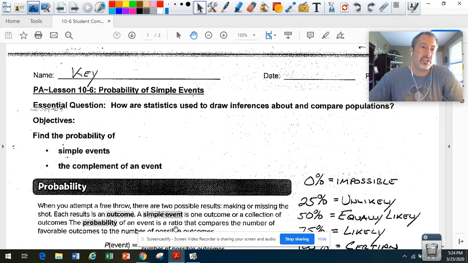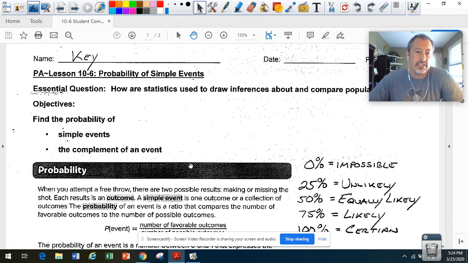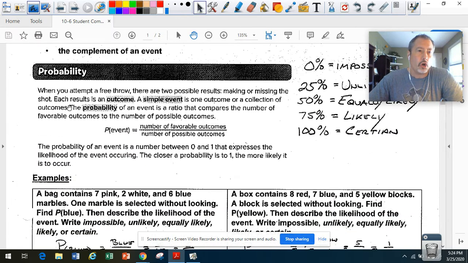Okay, so 10-6 is the probability of simple events. So we're going to start getting into probability now. It's a pretty easy concept to understand here. So let's look and see what probability is. Probability is when you attempt a free throw and there are two possible results, making or missing the shot. Each result is an outcome. Either we're going to make it or we're going to miss it. Those are our outcomes. A simple event is one outcome or a collection of outcomes.